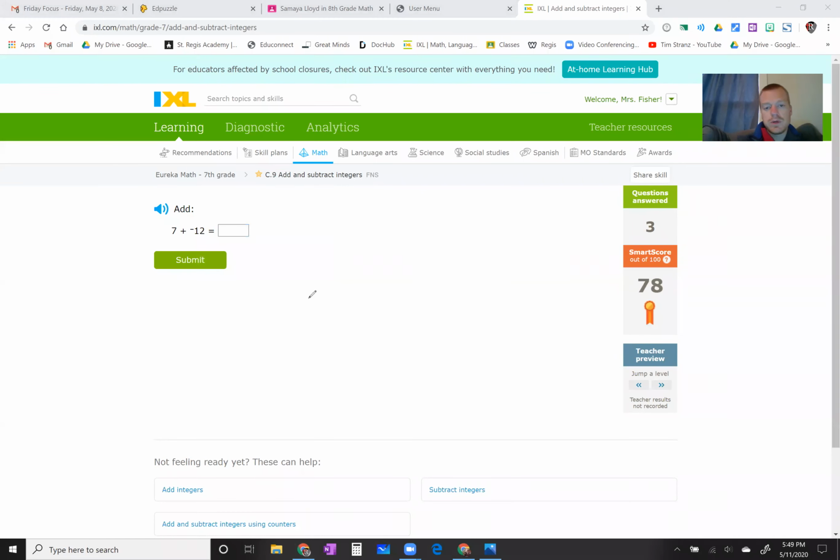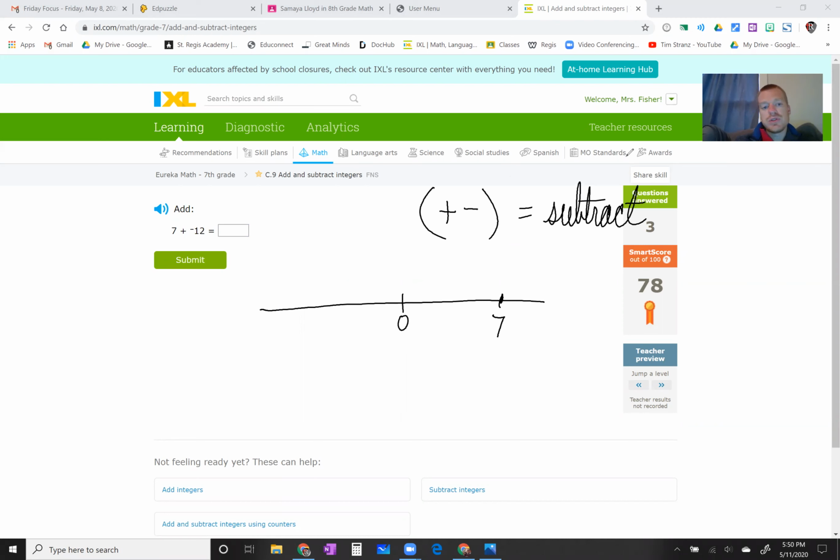Once again, we'll do another one. Number line, if we start at 7 right here, we are adding a negative. So really that just means you're subtracting, right? So remember that whenever you see adding a negative, that just means you're really subtracting. So you're really doing 7 minus 12, which means when you subtract, you're going this way. So you're taking 12 away from that.